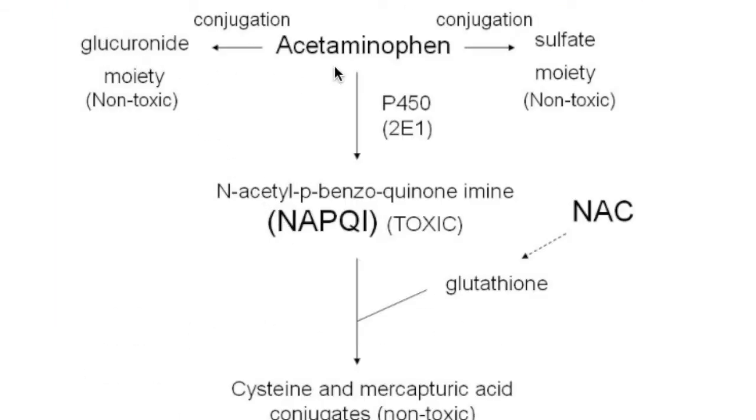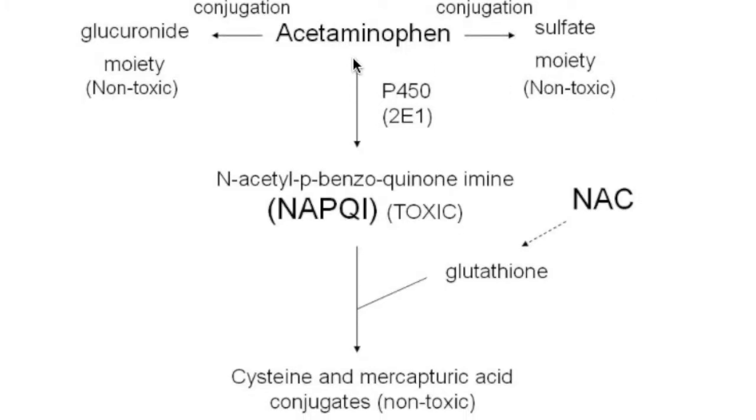Acetaminophen is metabolized normally by conjugation with glucuronides and with sulfates. These two are the non-toxic pathways excreted by the liver. The third pathway of acetaminophen metabolism is by the mixed function oxidase of the liver, and that converts acetaminophen into a toxic substance, NAPQI, N-acetyl-P-benzoquinone imine.